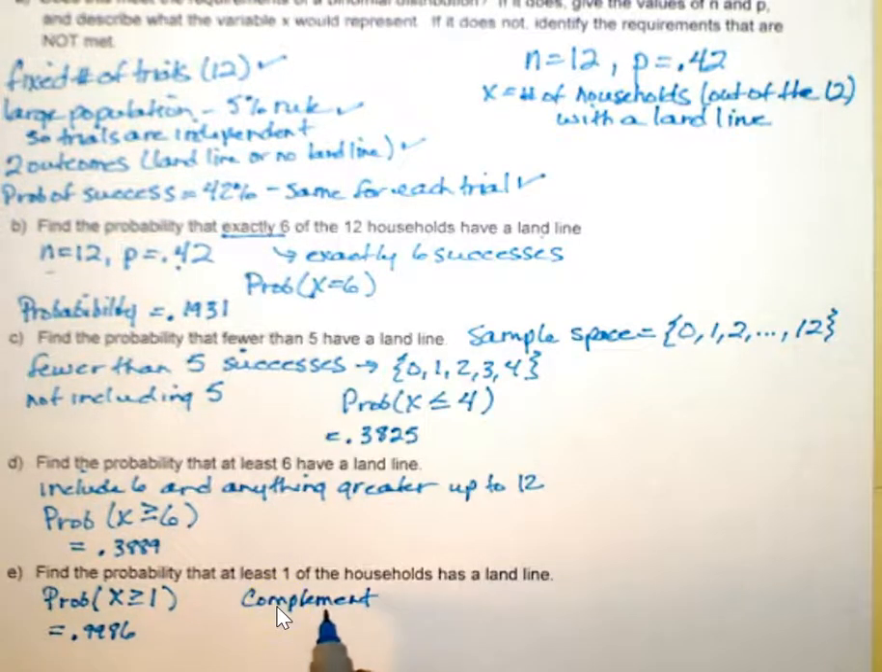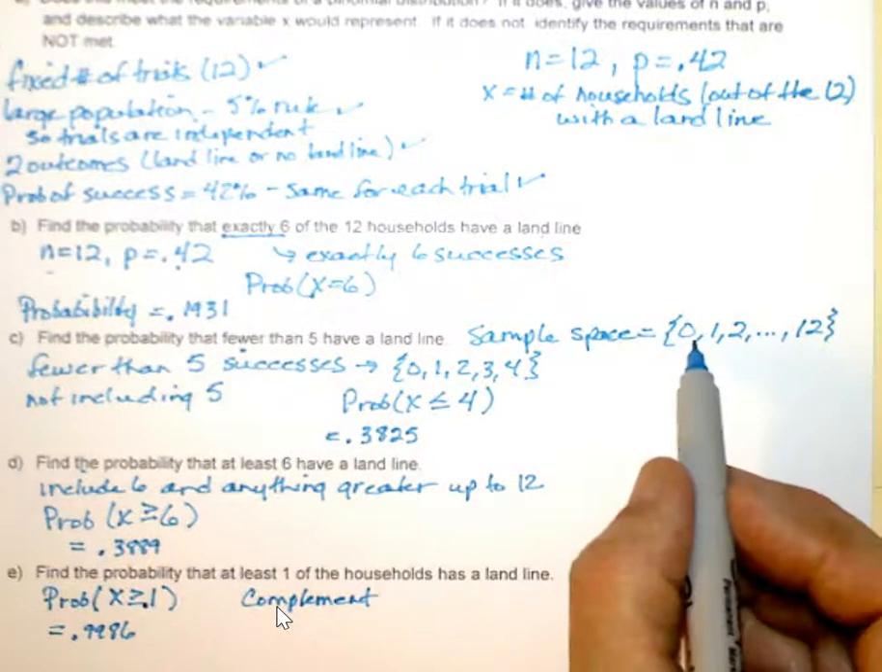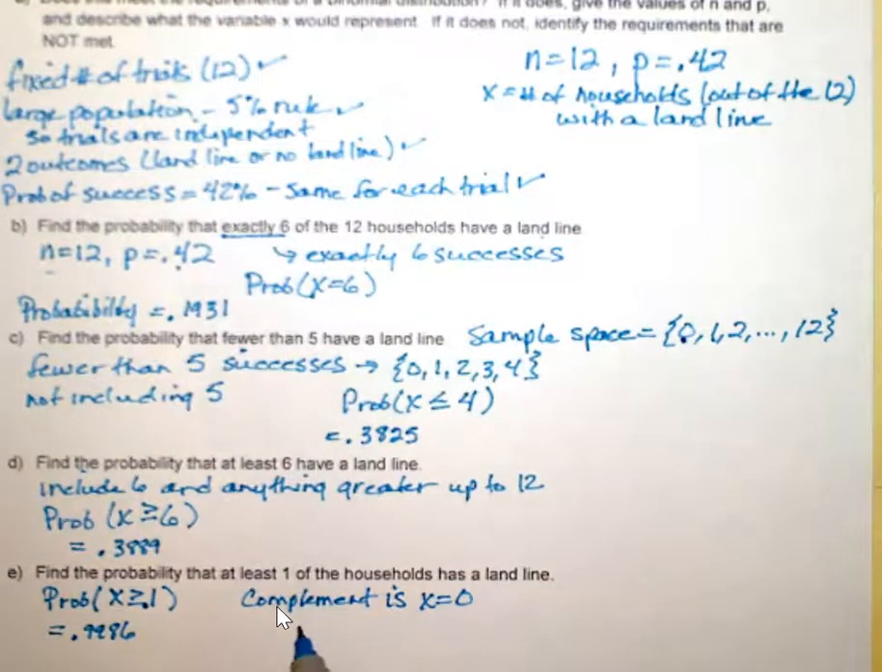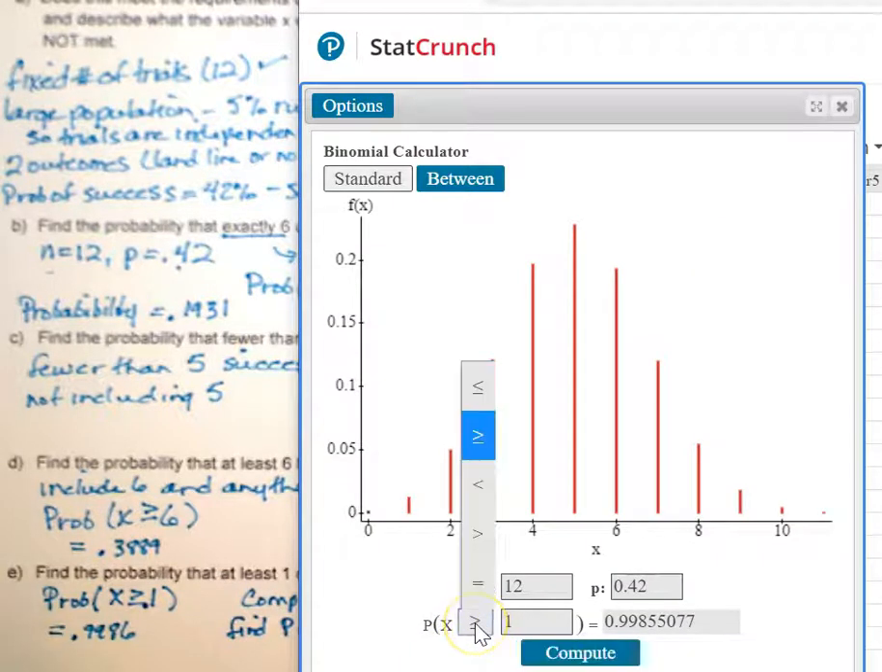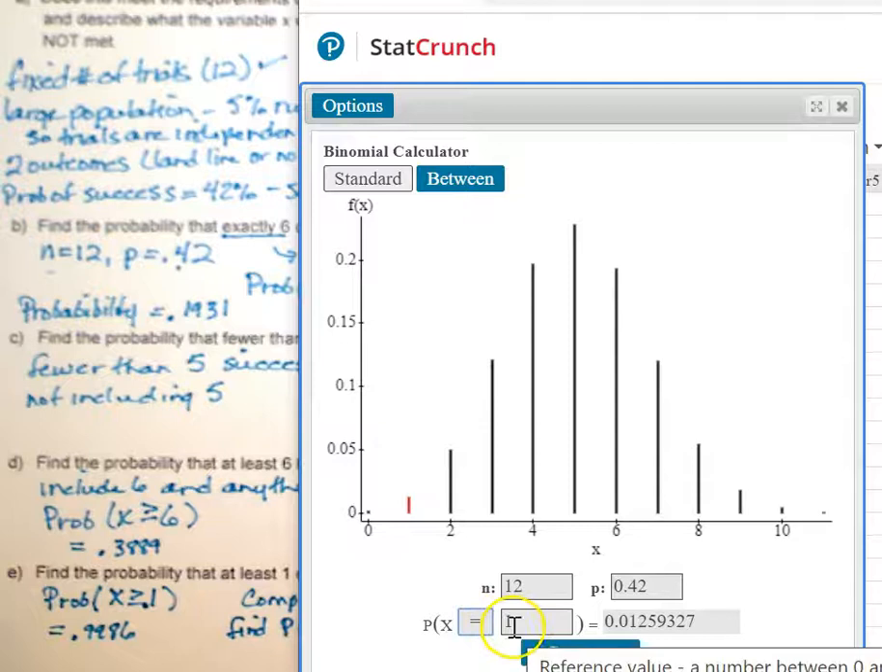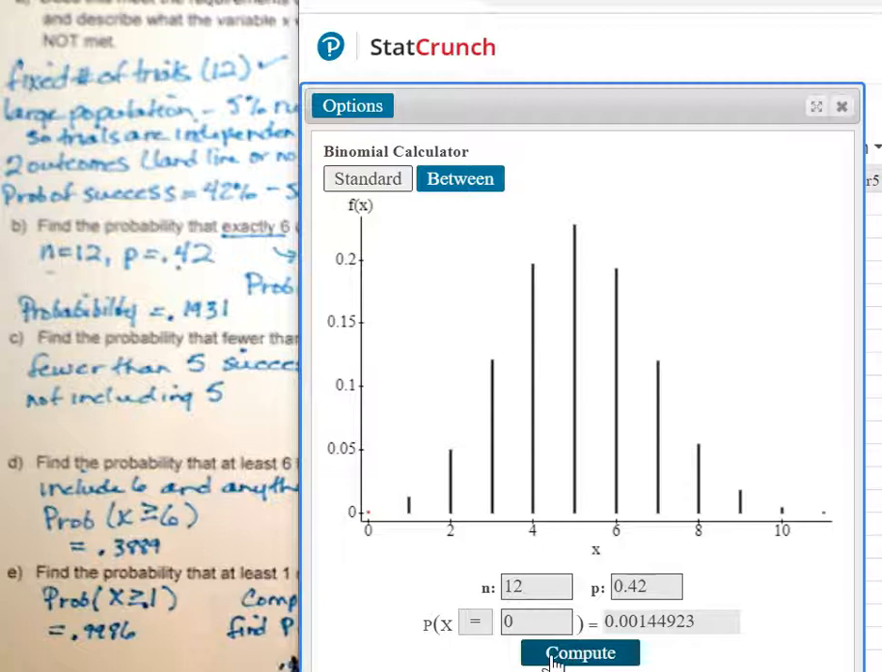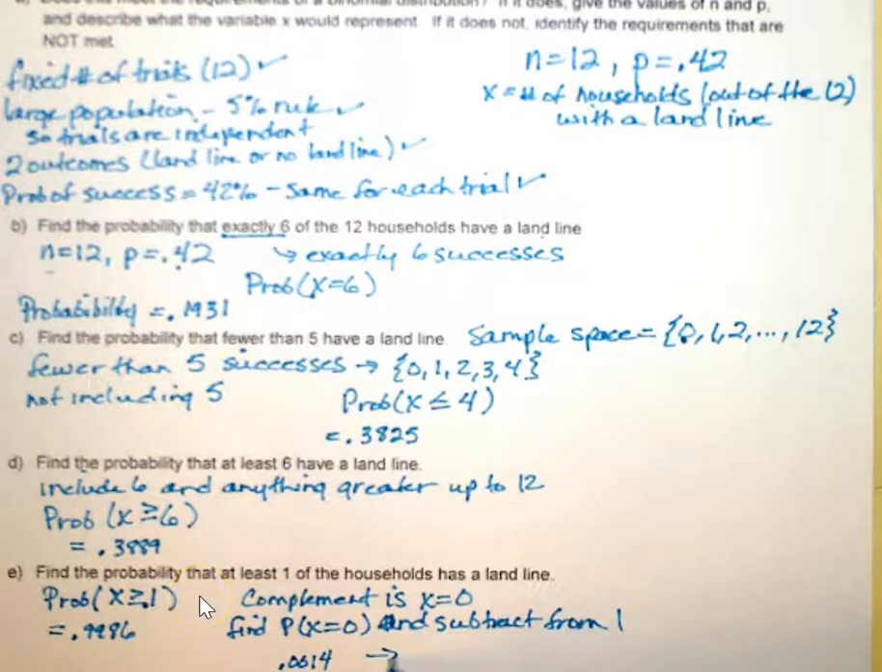Another way we could have found this is by using the complement. The complement would be anything from our sample space that wasn't already included in this. The only number that wasn't included if we go from 1 all the way up to 12 is 0. So we could have also found the probability that x is equal to 0 and subtracted that from 1. To do that in StatCrunch, we find the probability that x is equal to 0. That gives us 0.0014. We subtract that from 1. 1 minus 0.0014 gives us the same answer we had over here, which is 0.9986.